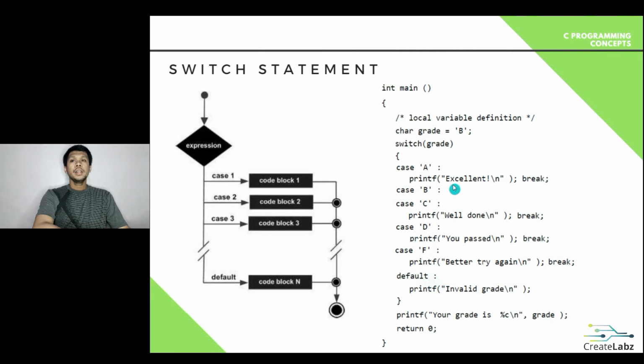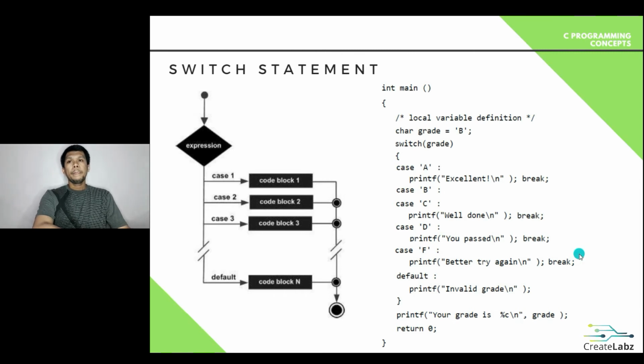Each case presents an option value for grade variable, meaning grade here can be A, can be B, C, so on and so forth. So if grade is A, it will do this. If grade is B, it will do this. If grade is C, it will do this, and so on and so forth. Note that in the switch case statement, in each case, there is a break statement before each case statement ends. This is important because if the program does not see a break statement, it will consider the codes below it as part of that case statement.